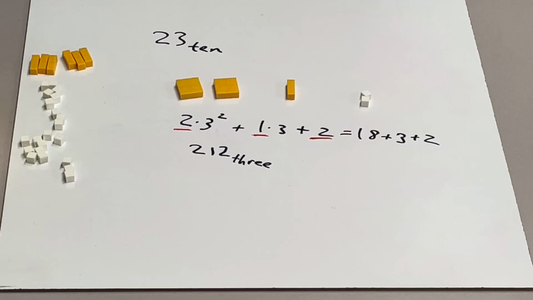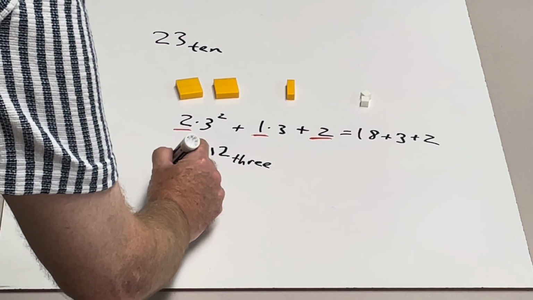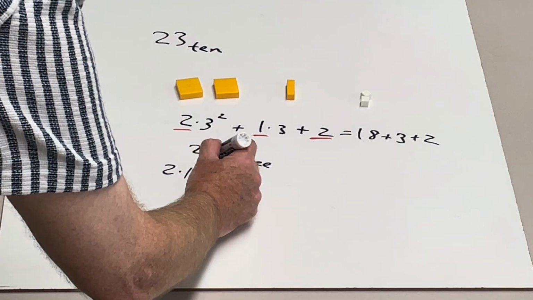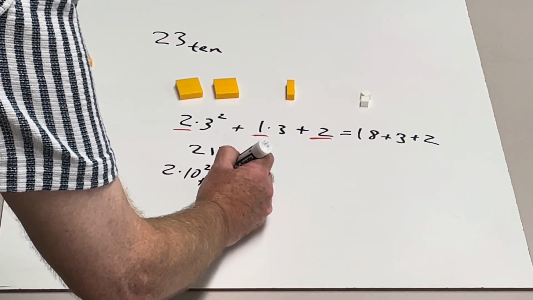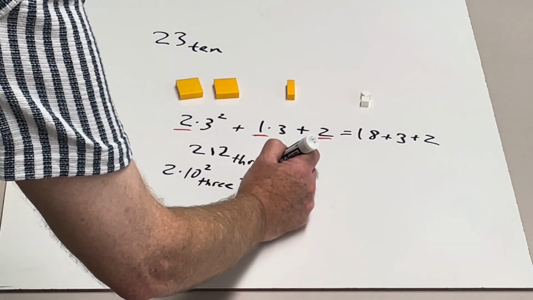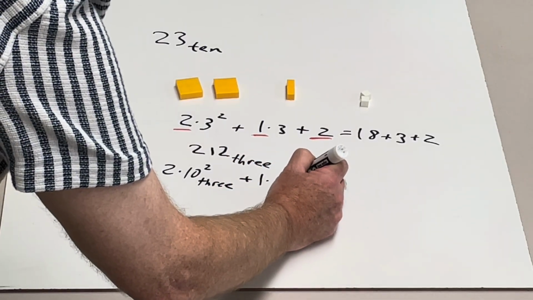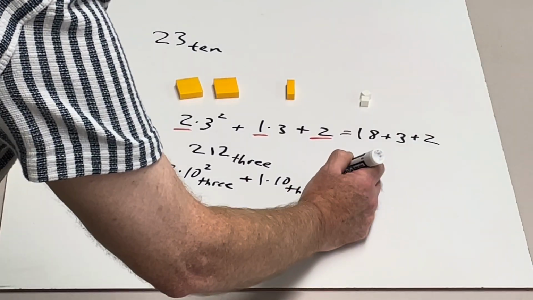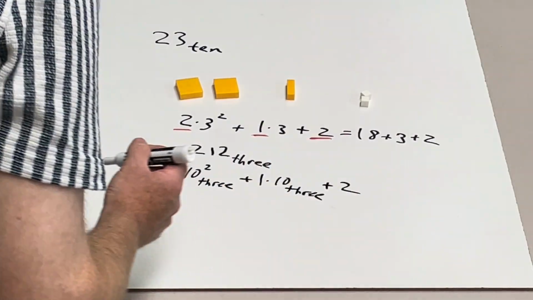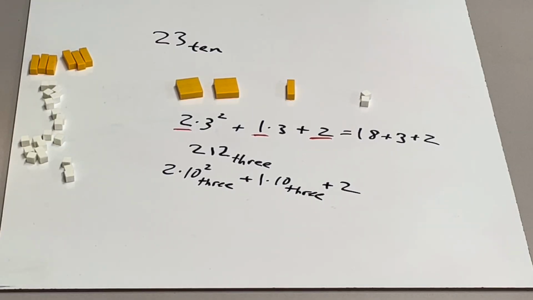Now in base 3 numerals, if we wrote this all in base 3, this would be written as 2 times 10 squared base 3, plus 1 times 10 base 3, plus 2, because in base 3, 10 represents 3: 1 bundle of 3 plus a 0 left over. So the parallels between base 10 and base 3 or base 5 or any base you want to pick mirror what we do in base 10.